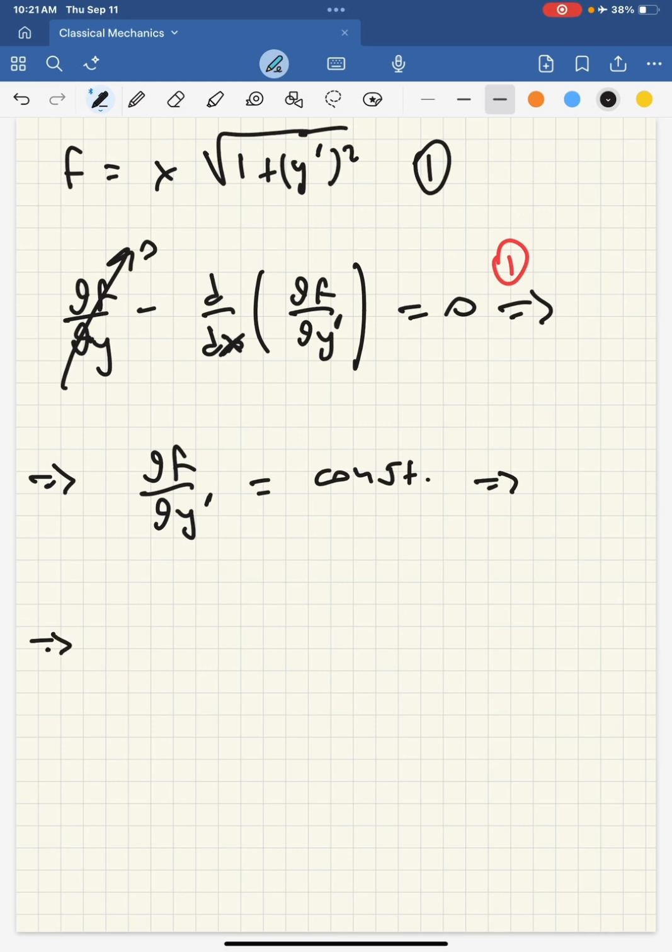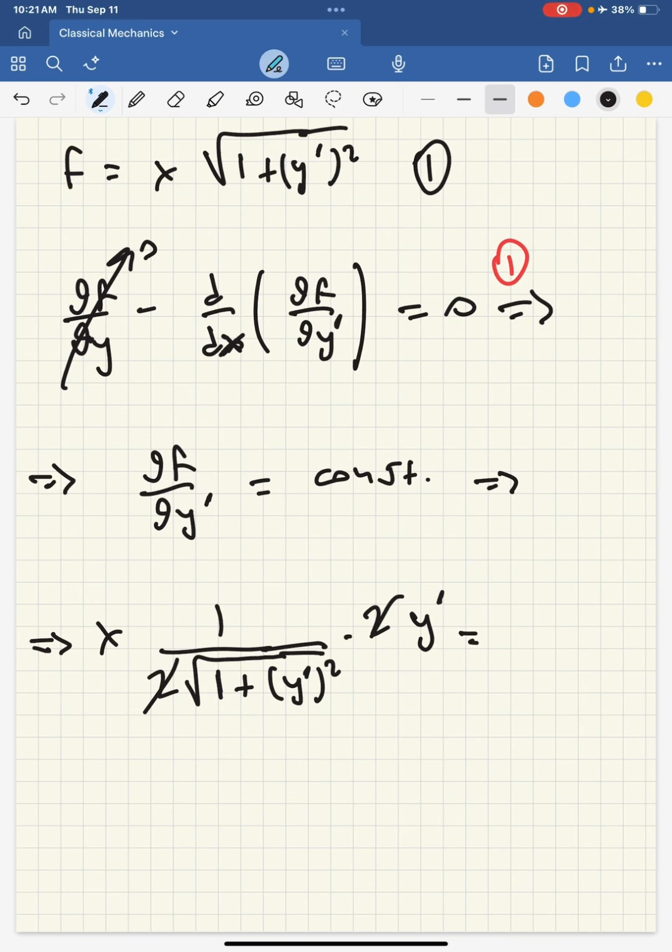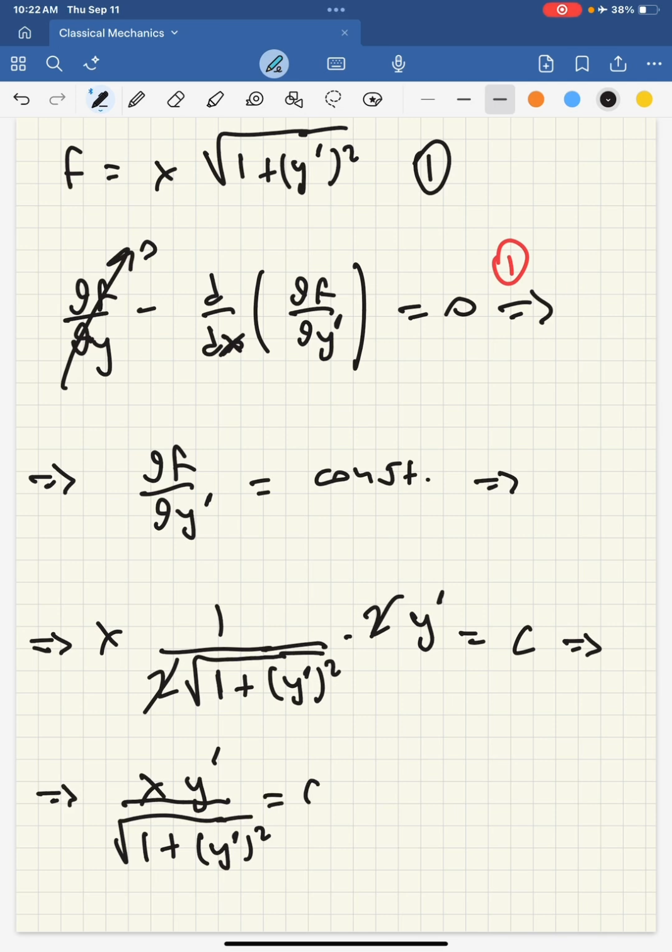Now let's go take the partial with respect to y prime. So x is a constant as far as the partial with respect to y prime is considered. And then we have 1 over 2 times the square root of 1 plus y prime squared, and then times 2 y prime. This whole thing should be a constant. Let's call it c. All right. So we pretty much have to solve this differential equation now to find the equation of the line we are interested in.